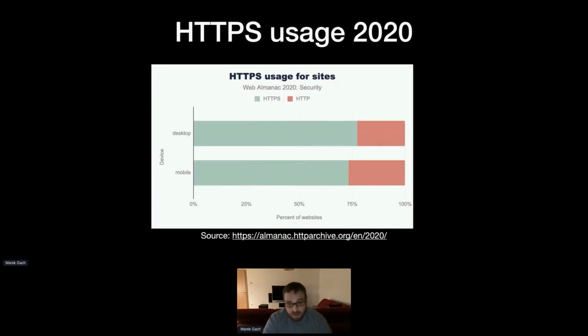Here we can see another picture from Web Almanac. We can see what percentage of web pages are using HTTPS nowadays. In 2020, it was around 75% for desktop and mobile as well. It's quite a good number, but I would still be much happier if it were higher.